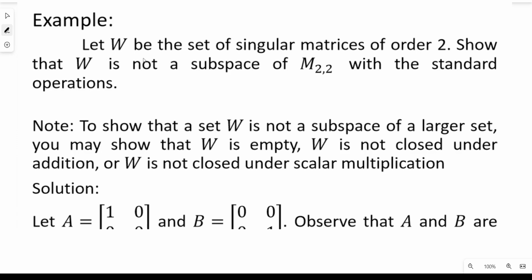Now suppose that your new set W would be the set of all singular matrices of order 2. By singular, we mean those matrices whose determinant is equal to 0, or non-invertible. Show that W is not a subspace of M22 with the standard operation. So the same vector space M22 and a different subset W. Earlier we had W to be the set of all symmetric matrices. Now W is the set of all singular 2 by 2 matrices.